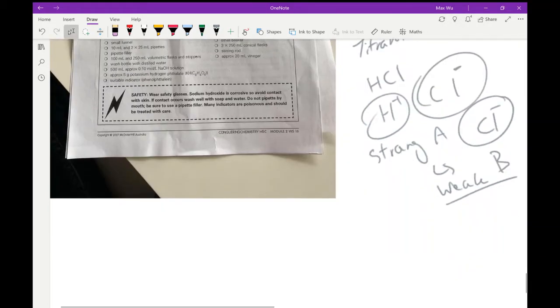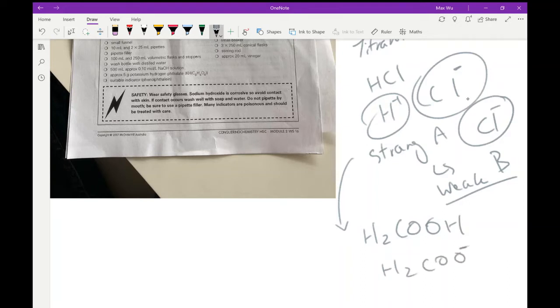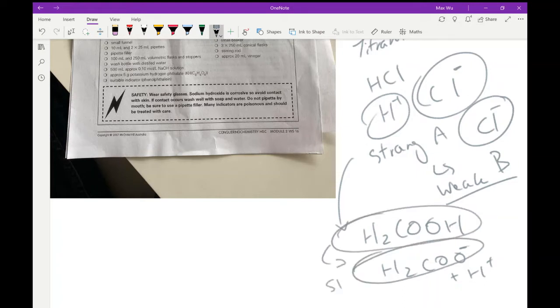Other than that, we talked about dissociation. Therefore, what is acetic acid? It is CH3COOH, which will become CH3COO minus plus H plus, right? So if this is a weak acid, this would be, that's right, a strong base. Okay, that's just something useful to know.